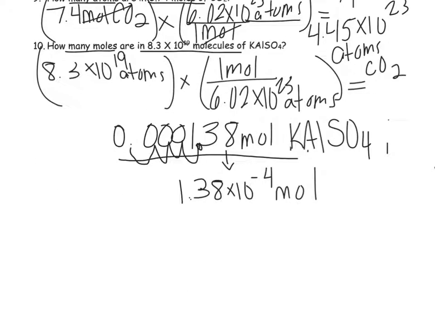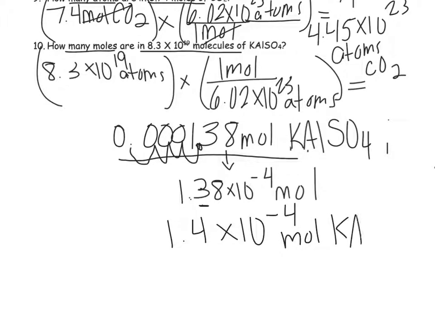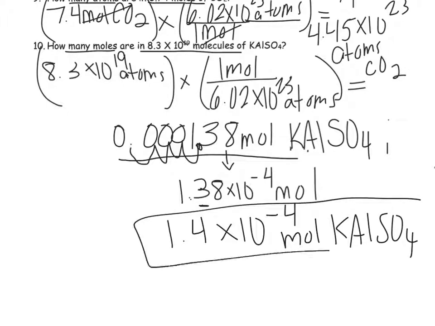And if I wanted that in the form of 2 significant figures, I would just round that number out. So 1.4 times 10 to the minus 4 moles of KAlSO4. And this would be your complete answer. All right. And that completes our tour of Mole Island.